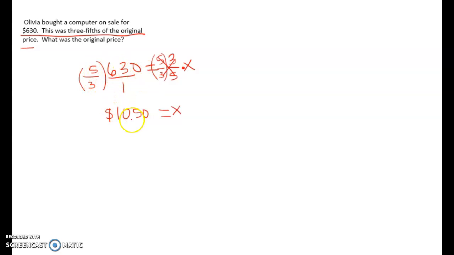So does that seem about right? 630 is 3/5 of 1050. Yeah, I think that does seem about right. So just make sure you're setting it up correctly on this one. Use the keywords to help.